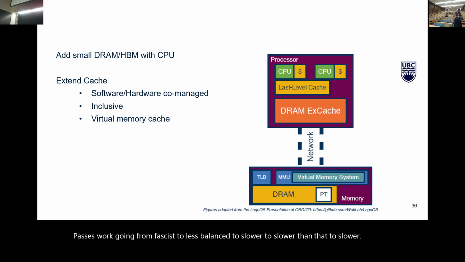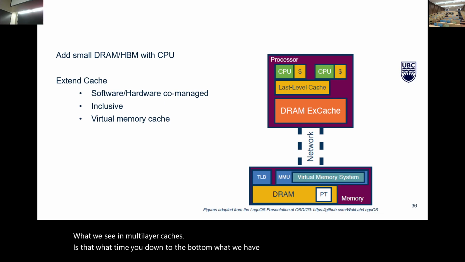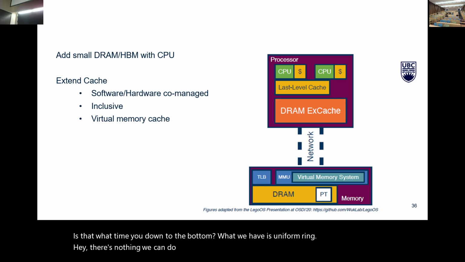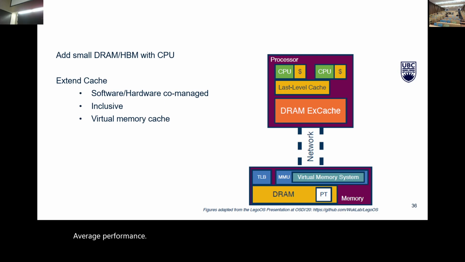And at each layer in a cache hierarchy, what we're doing is squeezing locality out. What we see in multi-layered caches is that by the time we get down to the bottom, what we have is uniform random. And there's nothing we can do to make that faster. We just pay the price. Okay, sorry, you've got to go to disk. Uniform random. But overall, our average performance is way higher because we have lots of locality.